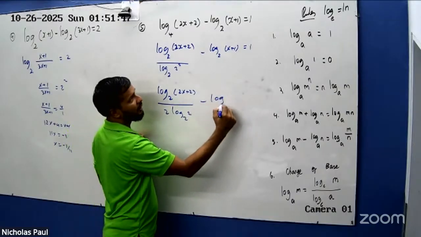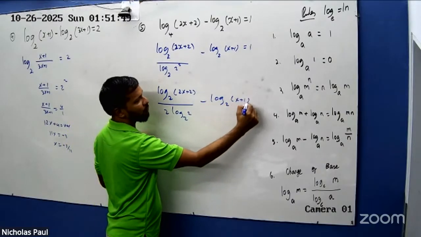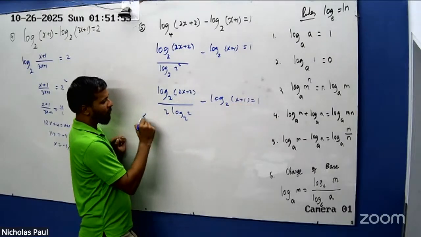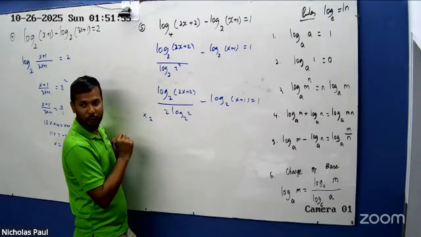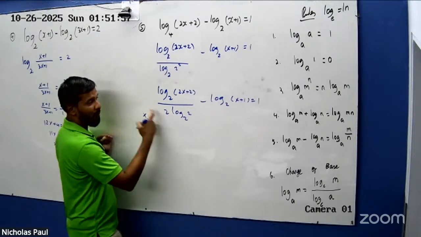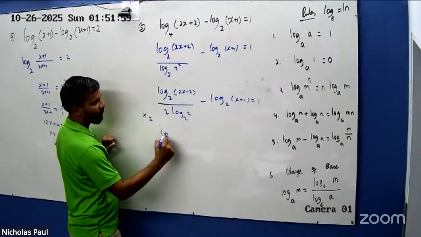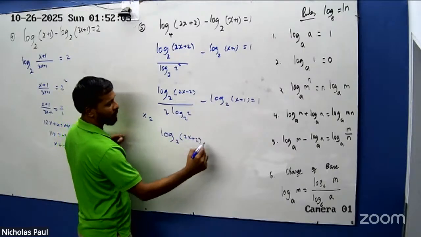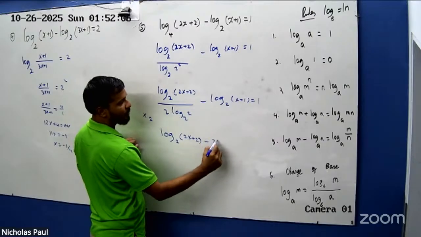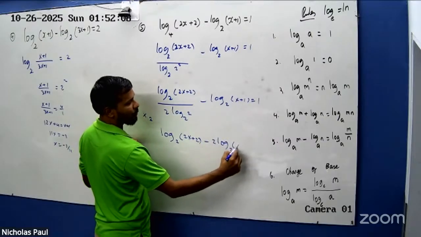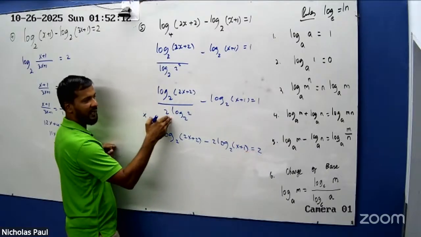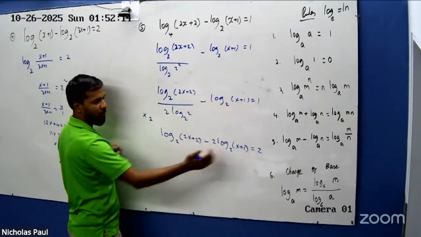Minus log to the base 2 of x plus 1 is equal to 1. This value here is 2, so I am going to multiply everything by 2 because I don't want this, right? So I'm multiplying everything by 2: log to the base 2 of 2x plus 2 minus 2 log to the base 2 of x plus 1 equal to 2. I'm multiplying every single thing by 2 to remove the fraction.